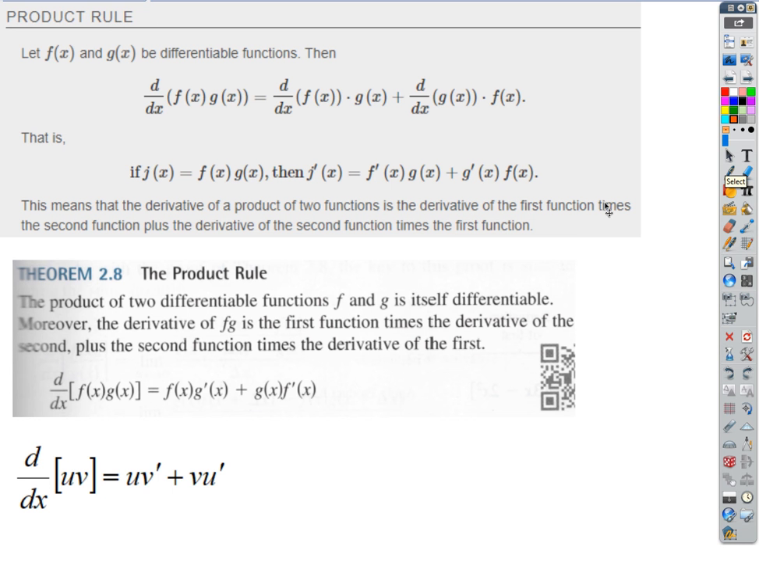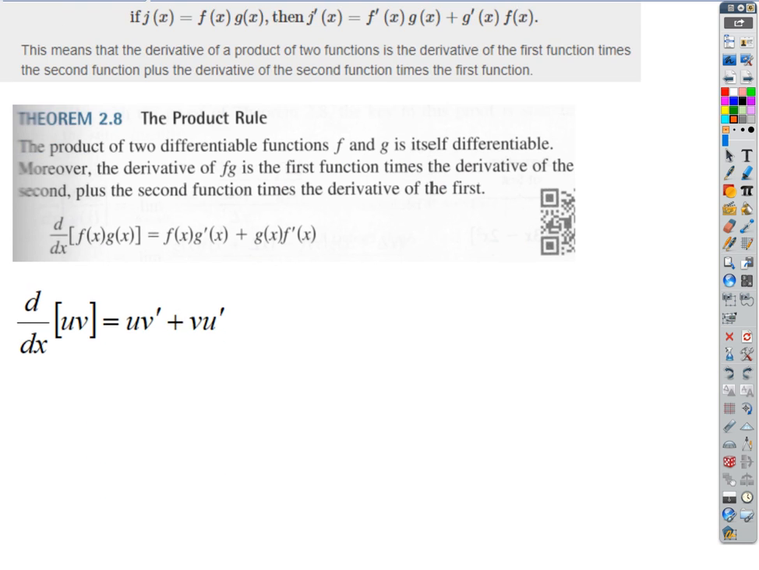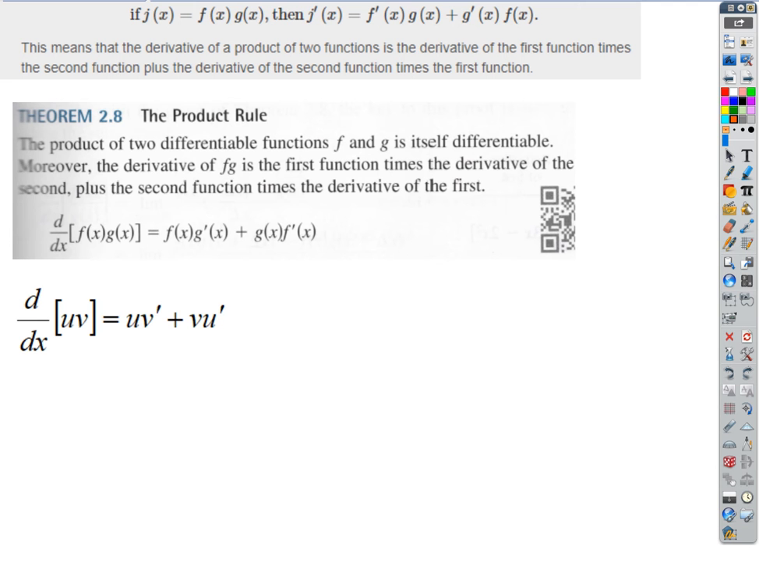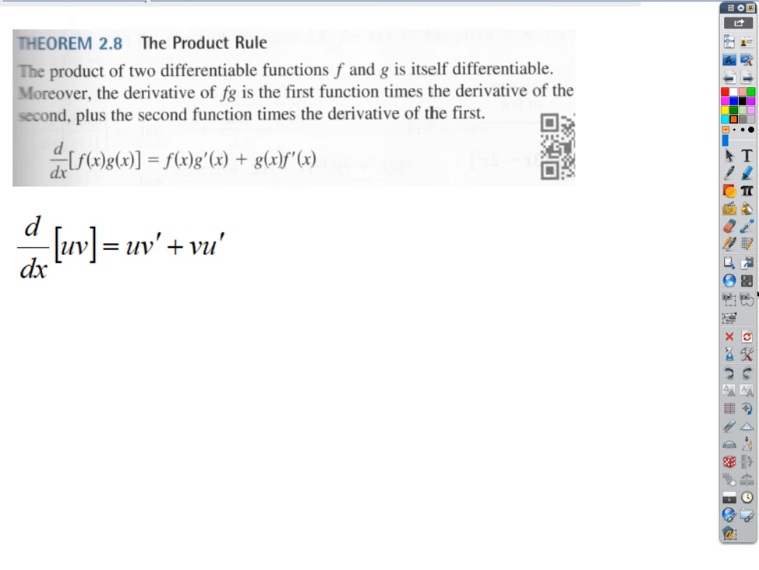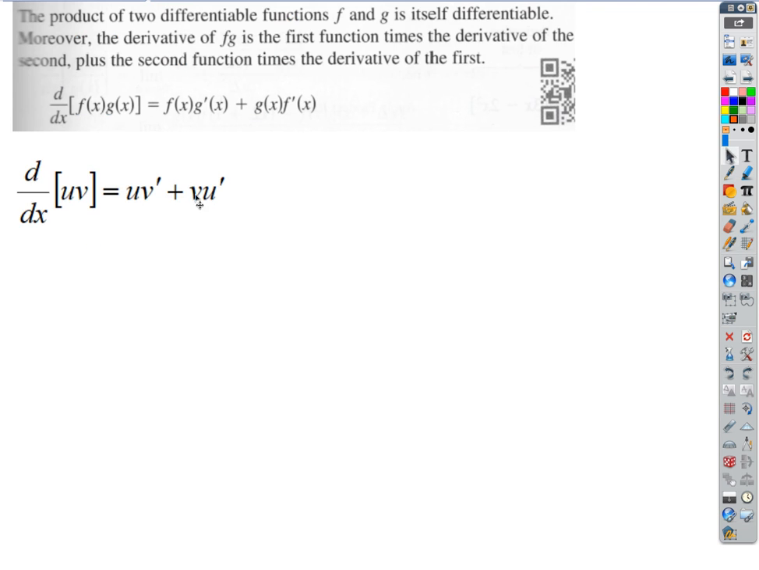What does the product rule say? Let's look at this one for just a second. If I'm going to take the derivative of a product of functions, how do I do that? Well, there is a rule for that. The derivative of the product of f of x and g of x is just going to be f of x, so say the first function, times the derivative of the second, plus the second function times the derivative of the first.